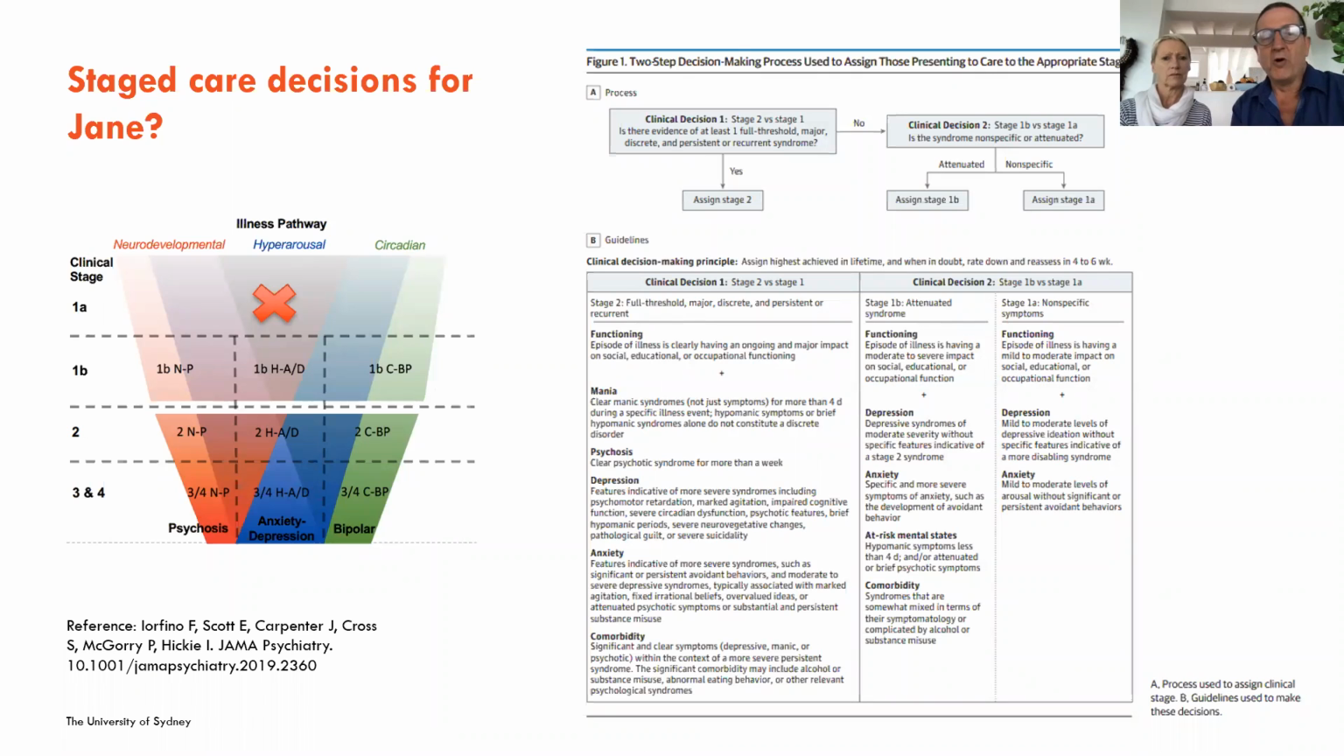So what we need to decide then is what stage Jane is actually likely to be at this point. So the critical clinical decision is, does she have any characteristics of a stage 2 disorder? And the fairly simple answer to that is no, she doesn't. So the next decision to be made then is whether she has features that are more of an attenuated syndrome, more specific depressive, anxiety, at-risk mental states, psychotic-like symptoms, hypomanic-like symptoms, or comorbidity, as well as considerable impact on functioning.